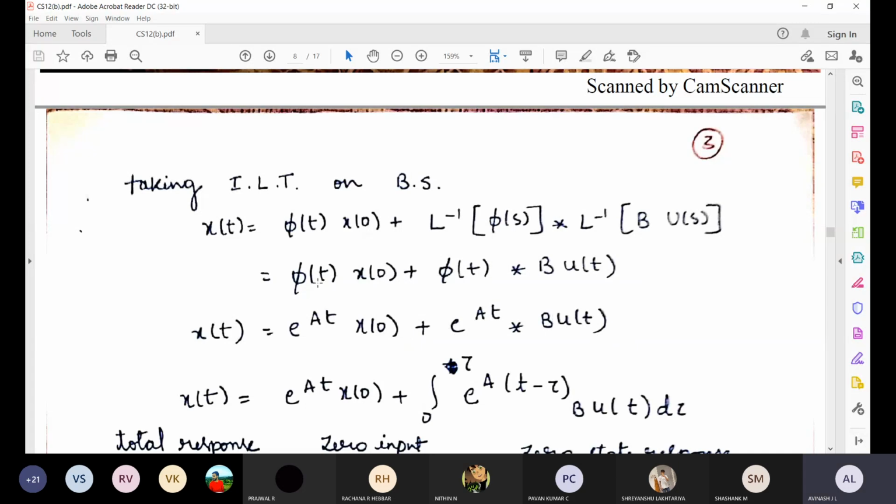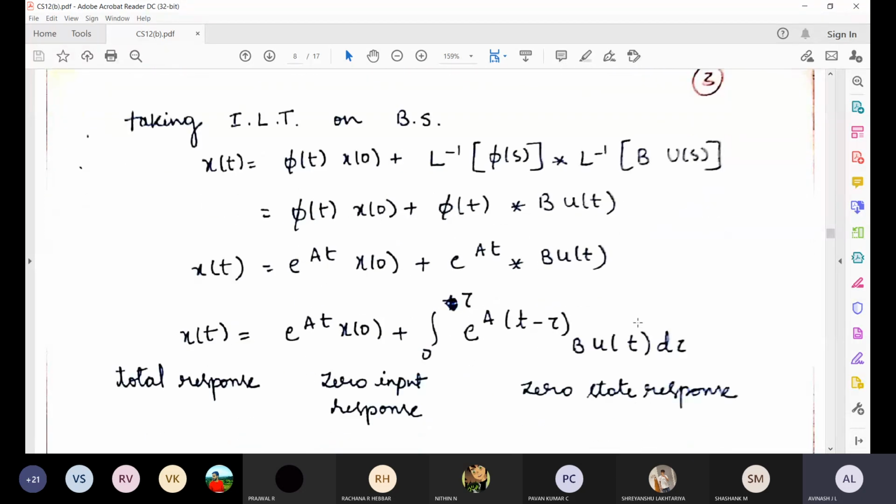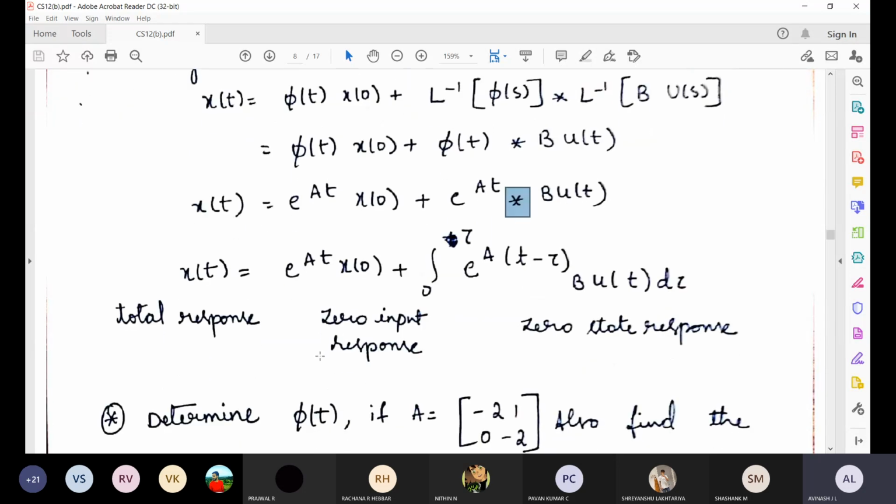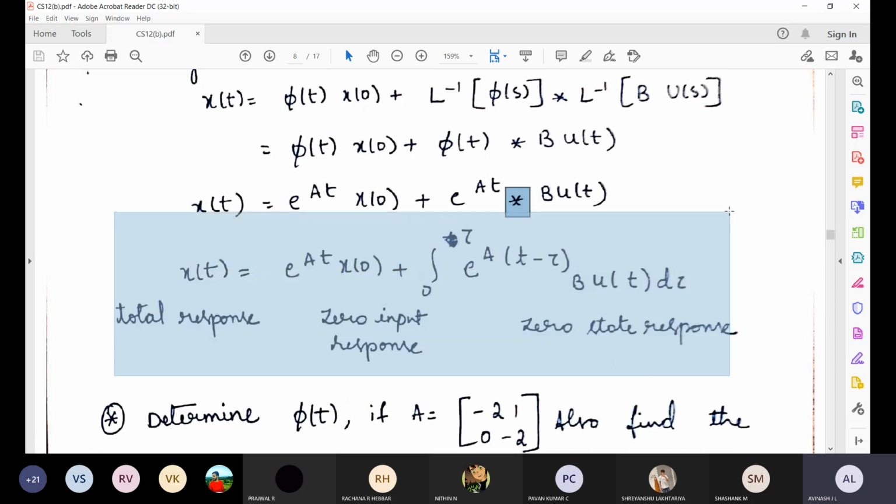Here phi of t equals e to the power of A t into x of 0. Also phi of t is e to the power of A t convolved with B u of t. Since we need to remove this convolution, we can use the integration concept. So x of t will be equal to e to the power of A t into x of 0 plus the integration from 0 to t of e to the power of A (t minus tau) B u of tau d tau. That particular derivation you can see here.